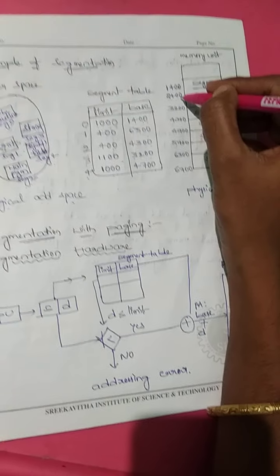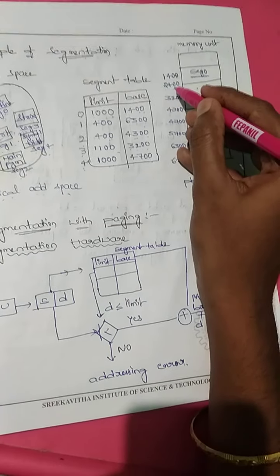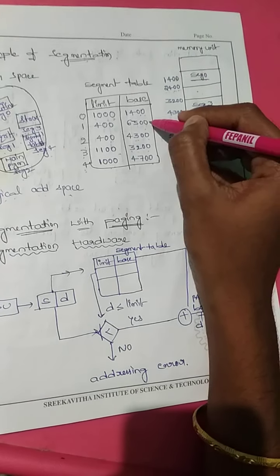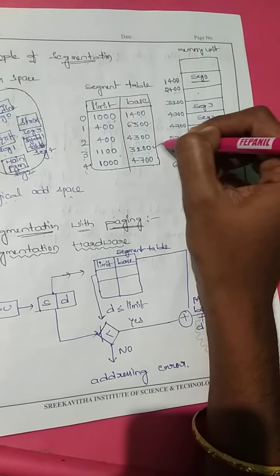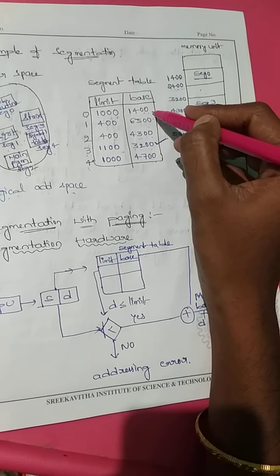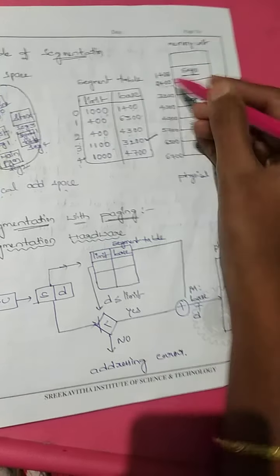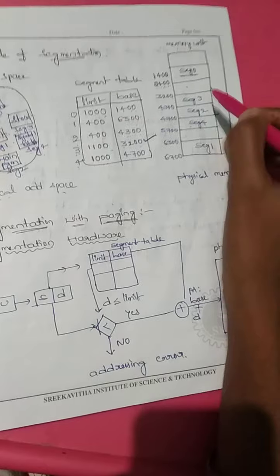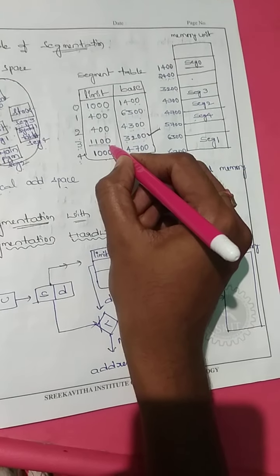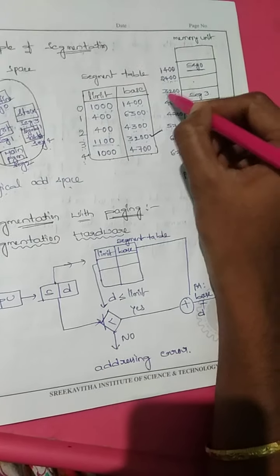Next is 2400. What is the next related value we are having? After 2400, segment 3 is there, with base 3200. So segment 3 is stored. What is the length of that segment? 1100. So 3200 plus 1100, that is 4300.